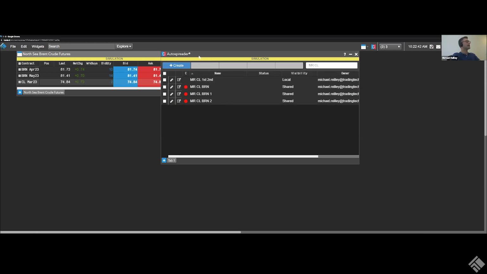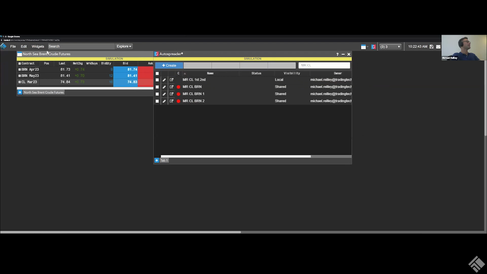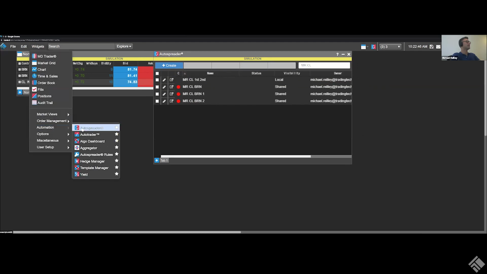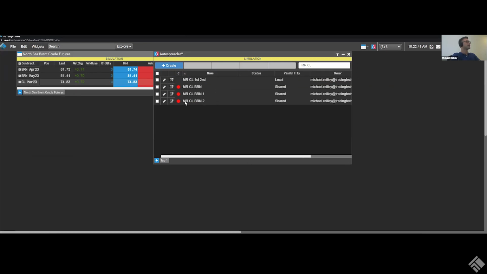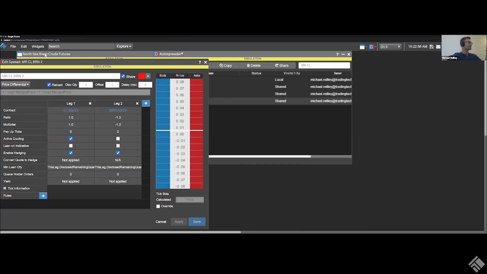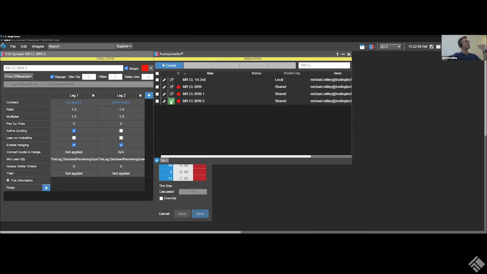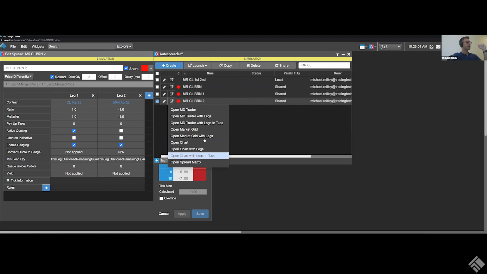And again, we're back in our Autospreader window. This is the one from Widgets, Automation, Autospreader. And this is the spread that we just created. We just have a few things that we can do here. One is this first button, which is going to bring us back to our config, which we're already set there. The next is going to be the launch button. And we have all kinds of options here, but in this case, we're going to open with MD Trader and legs.